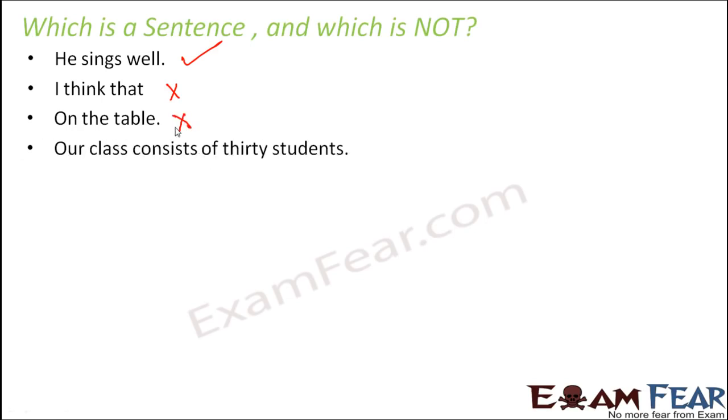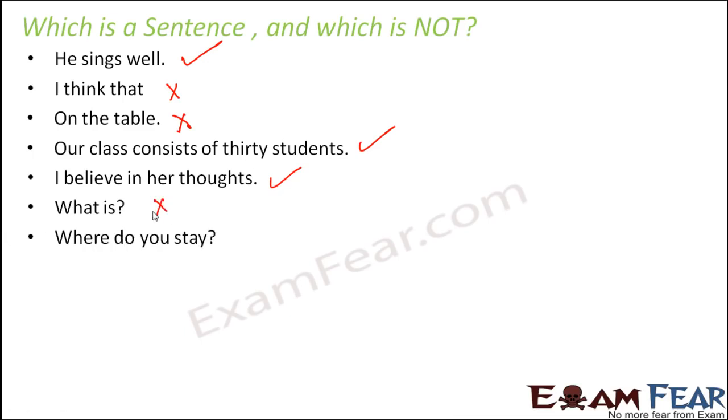"Our class consists of 30 students." Yes, this has a complete meaning and therefore this is a sentence. "I believe in her thoughts." This again has a complete meaning and therefore is a sentence. "What is?" Here you see it's incomplete. It's a question, but the question is incomplete. What are we trying to ask? What is what? So this again is not a sentence. However, when you ask "where do you stay?" this has a meaning. It has a complete sense. So this is again a sentence.